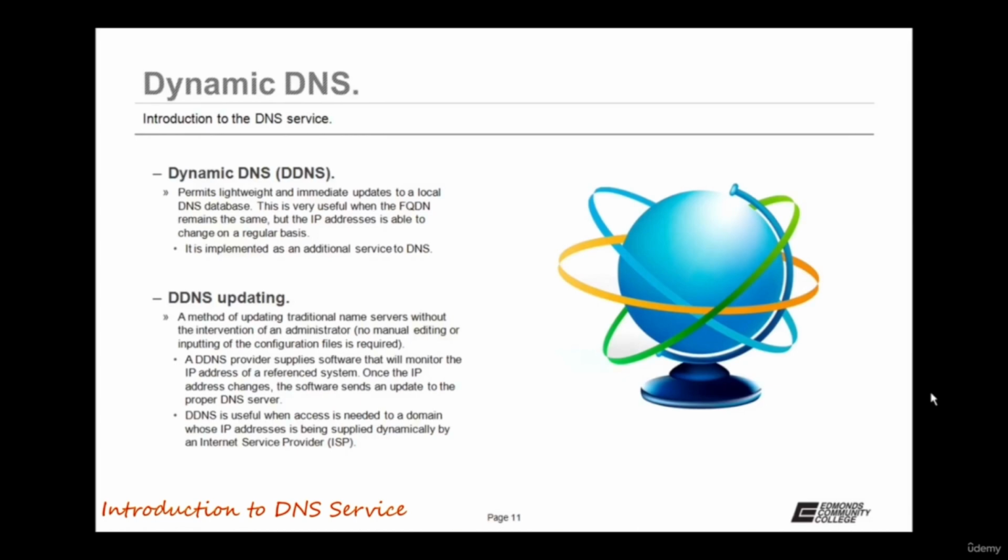DDNS is useful for when access is needed to a domain whose IP address is being supplied dynamically by an ISP or Internet Service Provider. That way the IP address can change, but people can still get to the service that they're looking for.